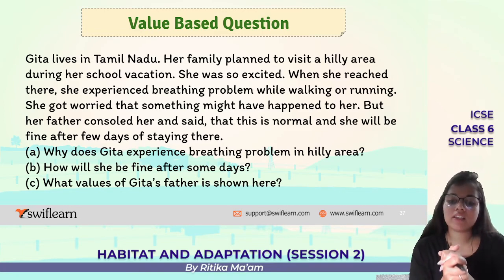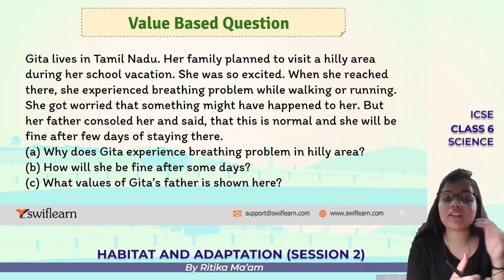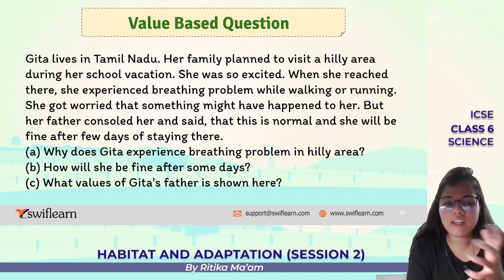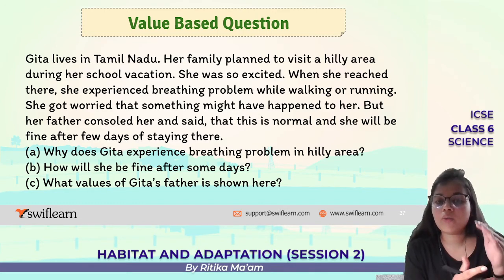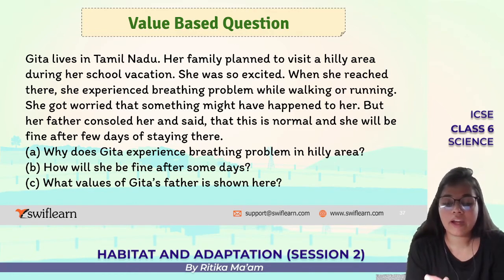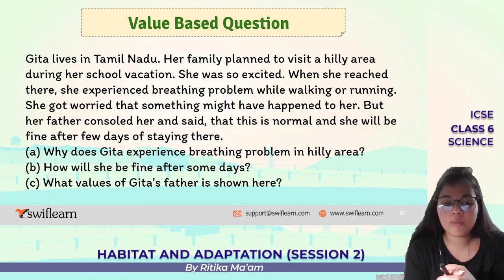What happens is, as we move up, the oxygen level starts to decrease, and since Geeta went to a hilly area, the oxygen level was a bit lower than the oxygen level that we normally find here at the ground. So that is why we can experience breathing problems, and it is common.